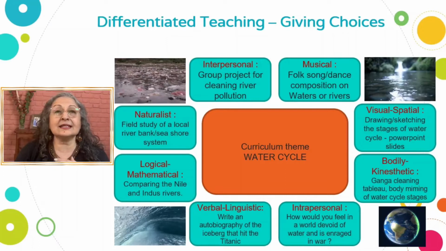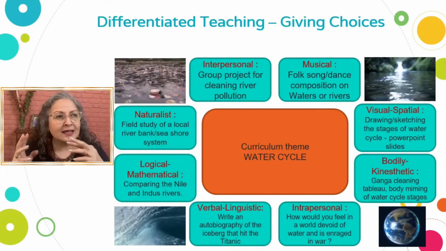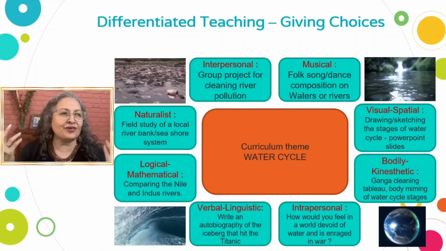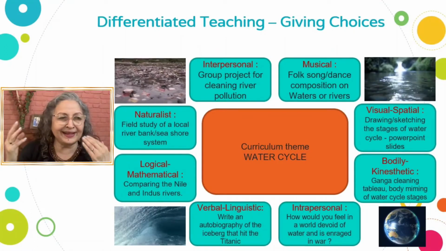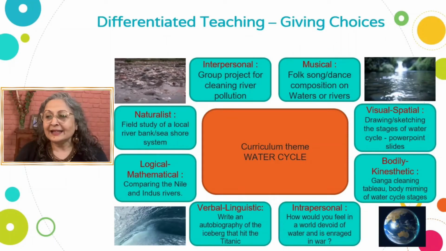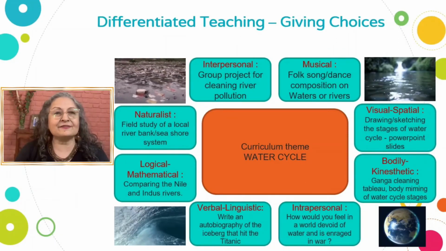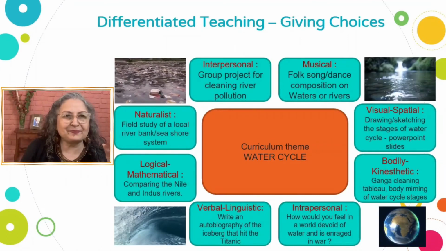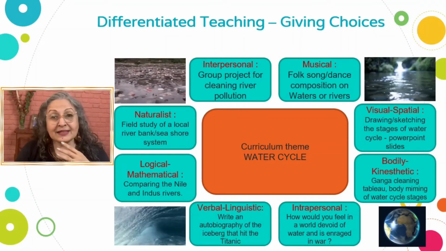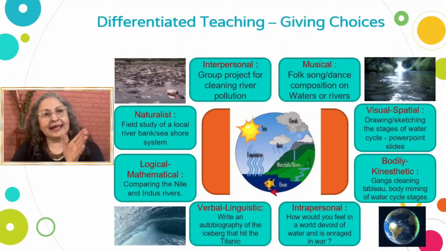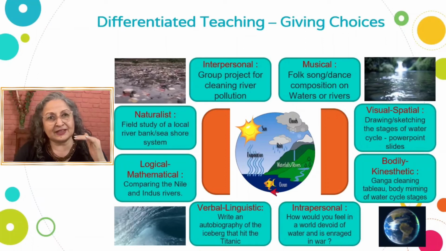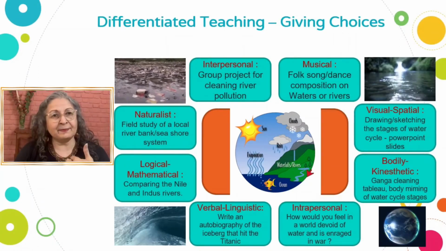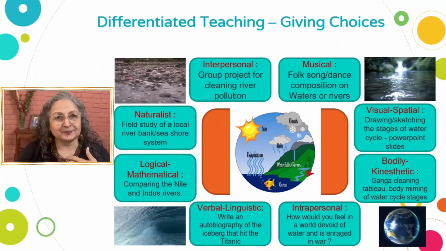And the last one here is interpersonal. What that means is working together in a collaborative project using strategies like jigsaw or probably reciprocal reading or snowballing or whichever you like, to give them a group activity where they might again think of how do we clean up the river pollution. As you can see, this is a laying out of all the 8 multiple intelligences with a single theme, the water cycle. Idea being, teacher gives a choice.